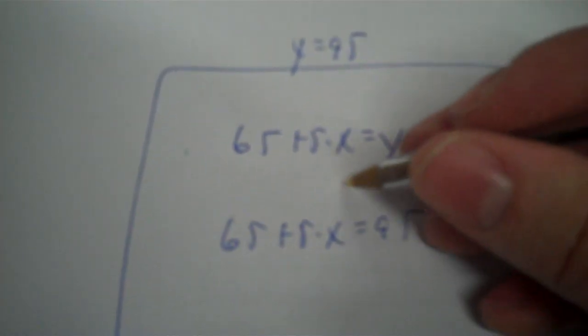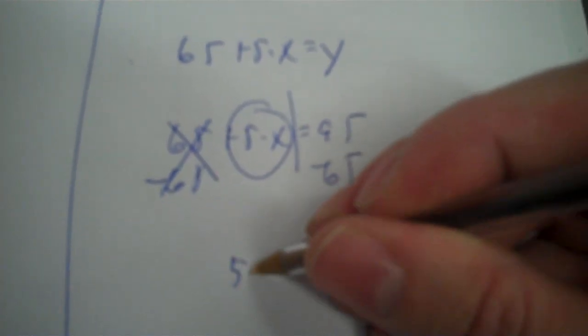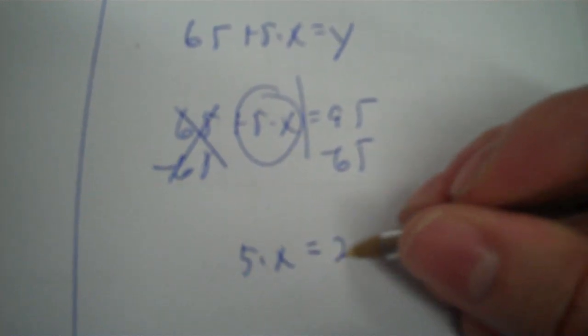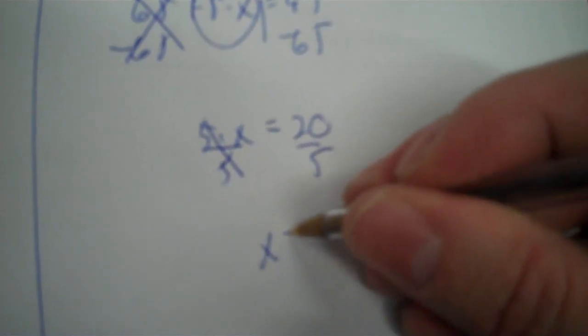Now get x by itself. So you minus 65 from each side. That's going to be 20. Then divide by 5, x equals 4. Okay? So 4 hours gets you to 95 degrees.